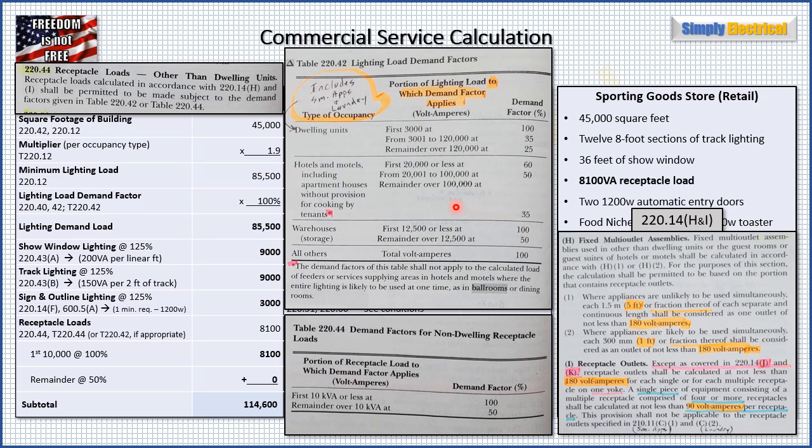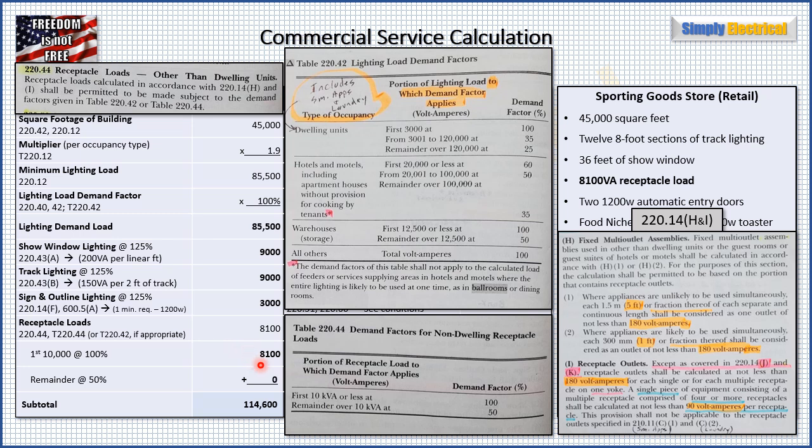Okay, so now let's find out about table 220.44. In this table, we find out that we will take this 8100 and we take the first 10,000 VA at 100%. Well, in this case, we have less than 10,000, so our whole value gets taken at 100%. So again, we get no break. So whether we go with this table or this table, we don't get a break. We're taking full value for our receptacle loads because it's not that big of a load, really. 8100 is not that much for a commercial building.